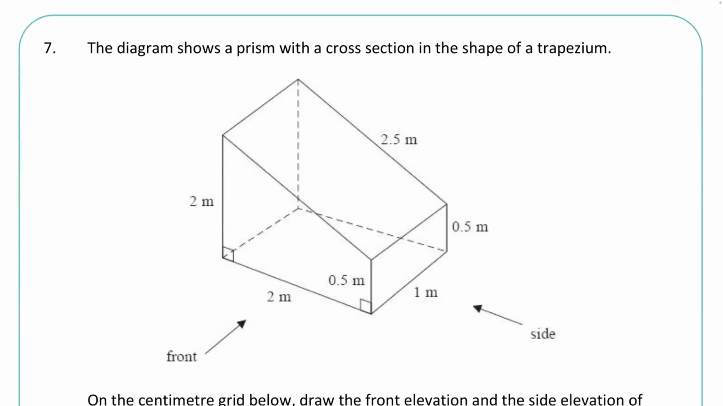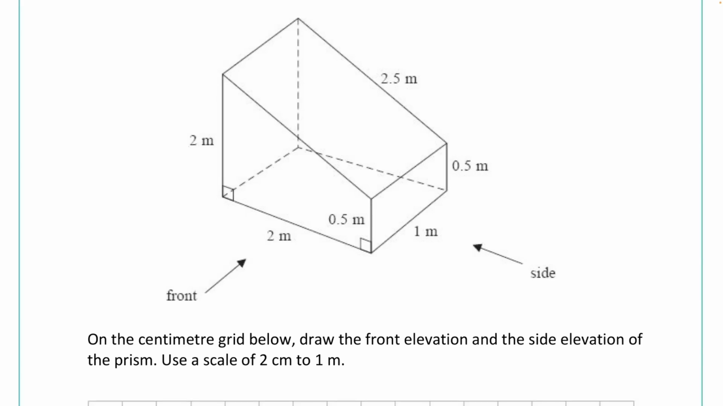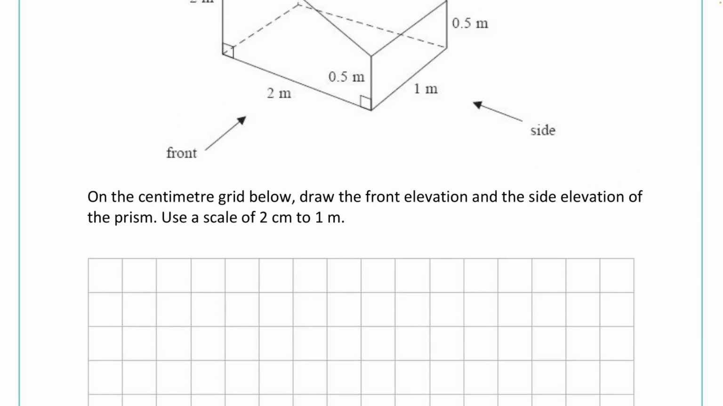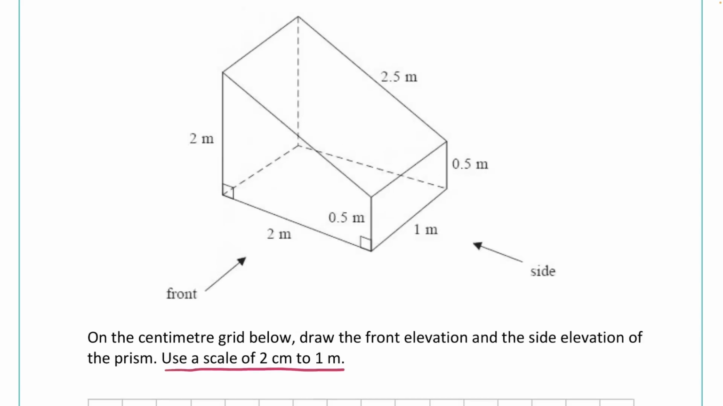This next question is looking at a prism, and it's asking us to draw a front elevation and a side elevation. We are given a centimetre grid. This question is quite a tricky one because it says to use a scale of 2 centimetres to 1 metre. So we're going to need to think about this one very carefully when we draw it, as the measurements on this diagram are not given to us in centimetres, which is going to make drawing it on a centimetre grid a little bit trickier.